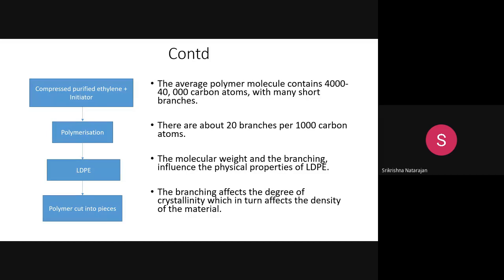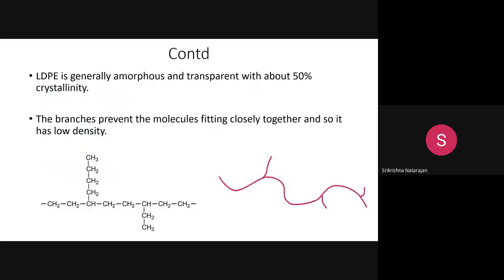The molecular weight and the degree of branching influence the physical properties, and this is important. Branching affects the degree of crystallinity, and that will affect the density. So the density will obviously be less than 1. You can see the structure will be something like this. It is not a linear polymer. It goes like this, and again there is a branch, and again there is a branch. Like that, many branches are there.